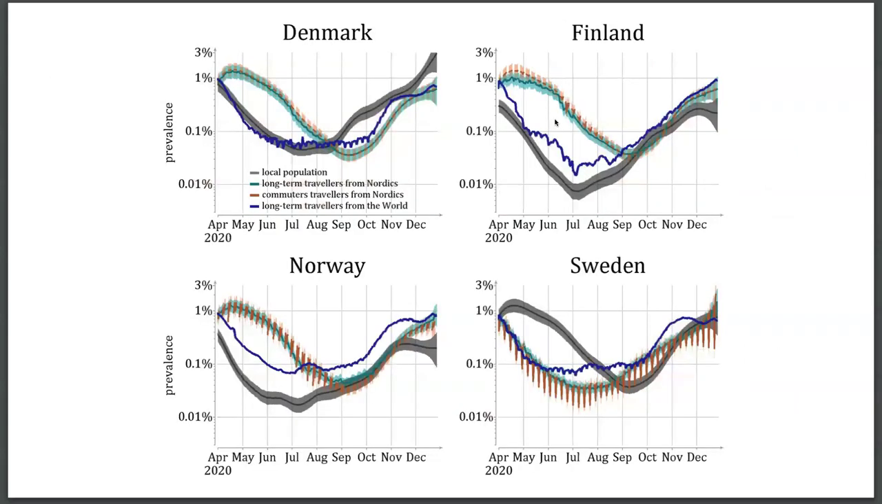And this is yet another way to look at maybe the same numbers, but this is the proportion of infectious prevalence. Here the gray line is the proportion of infectious people in your population. Here the cyan line is the proportion among people coming from non-Nordic countries. And this is the proportion among commuters. For commuters, you notice that because they only commute during weekdays, it goes up and down a little bit. And this is a log scale. So sometimes, like here in Finland in summer, among people coming to Finland, COVID is 100 times more prevalent than in the local population.